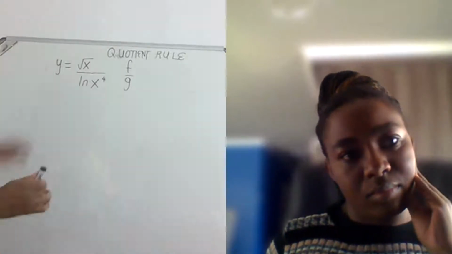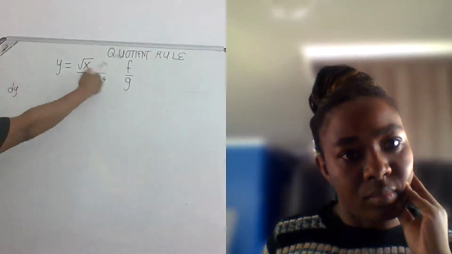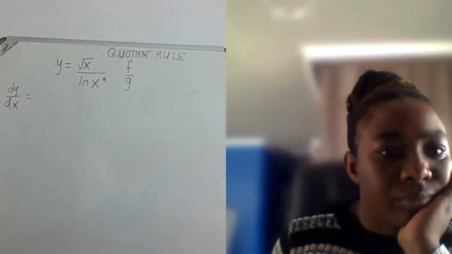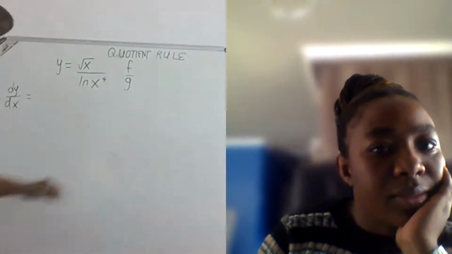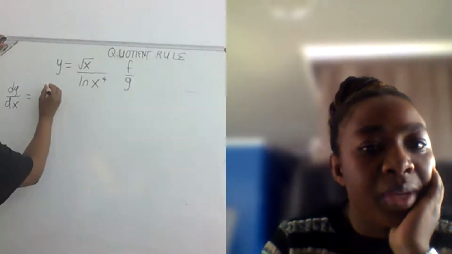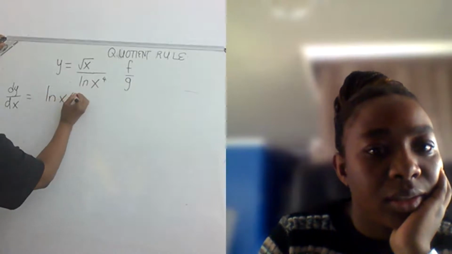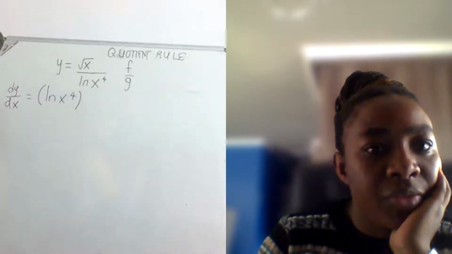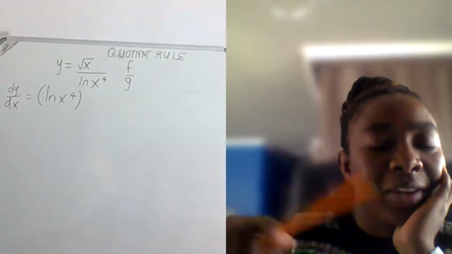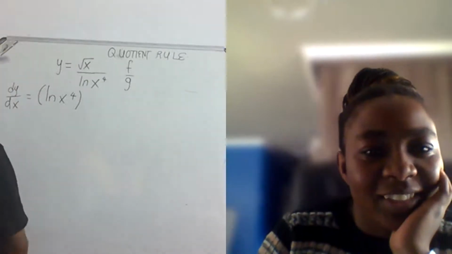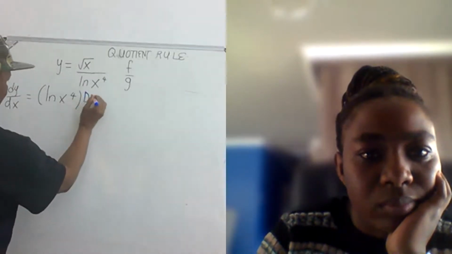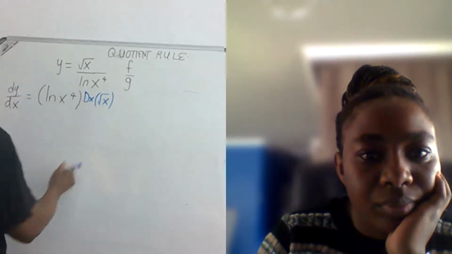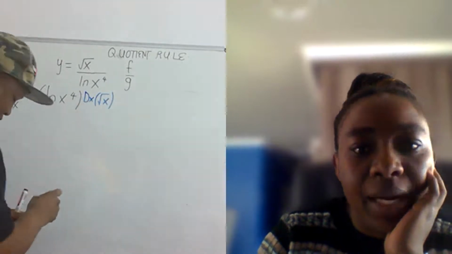Now, when you differentiate y, it's going to be dy over dx because here is x. Equal. What is a constant phase? The second one, right? The second function. So it will be ln x power 4. And then what do we differentiate? We differentiate the square root of x, the top one. Plus or minus here? Minus.